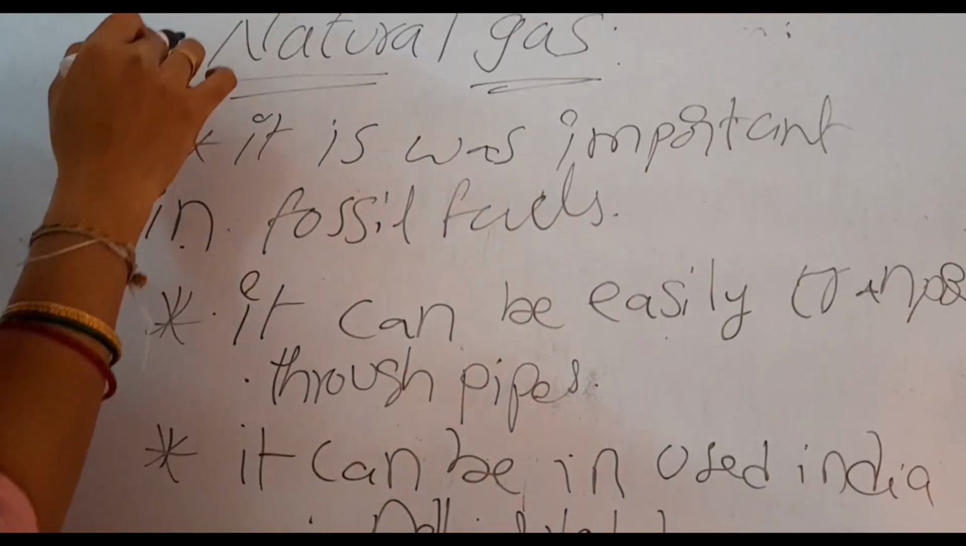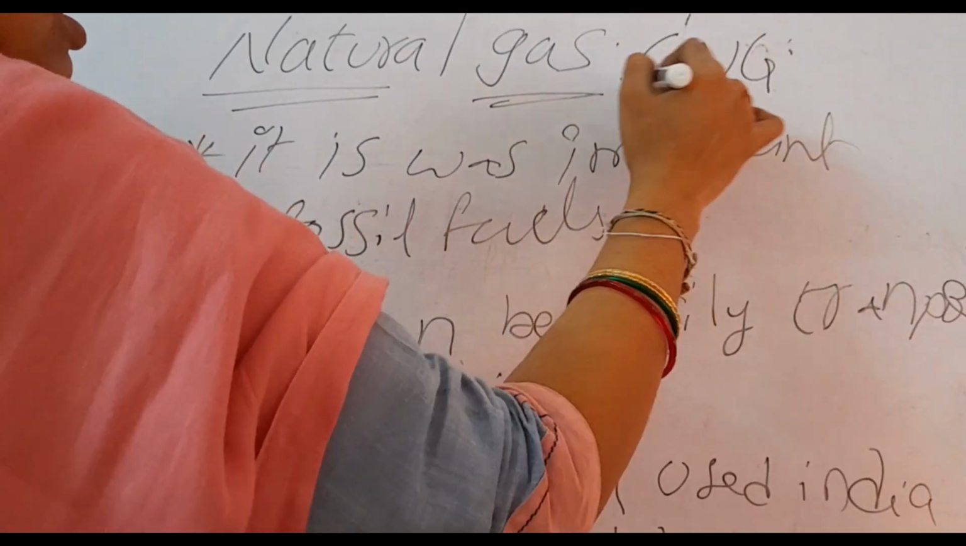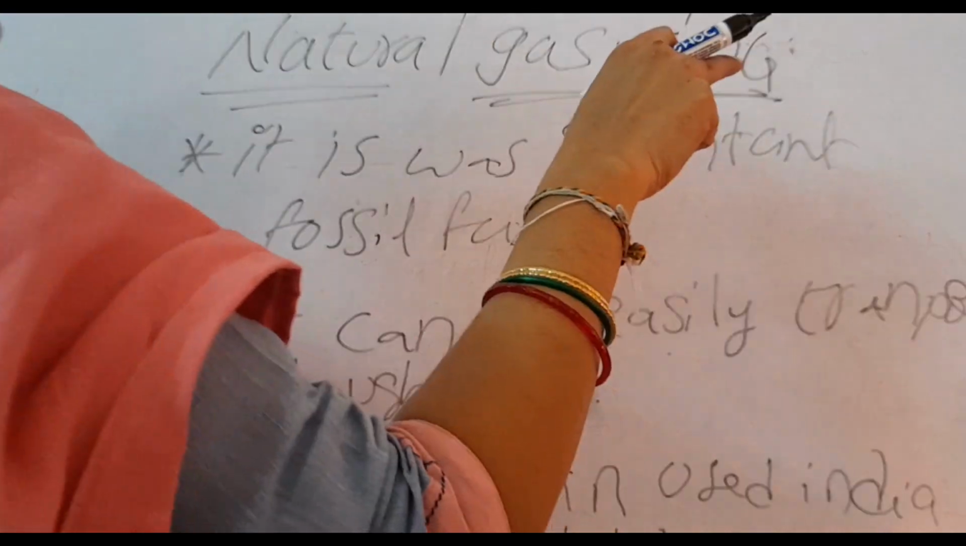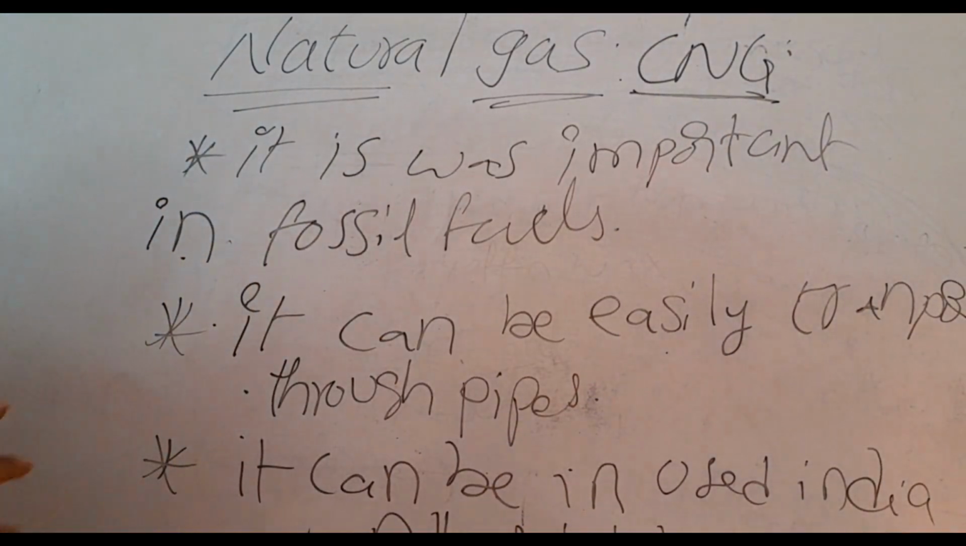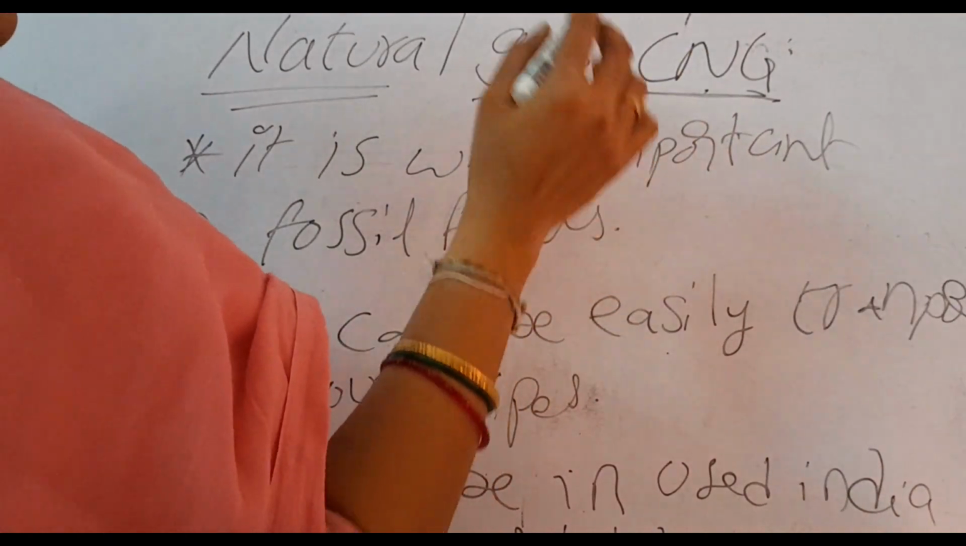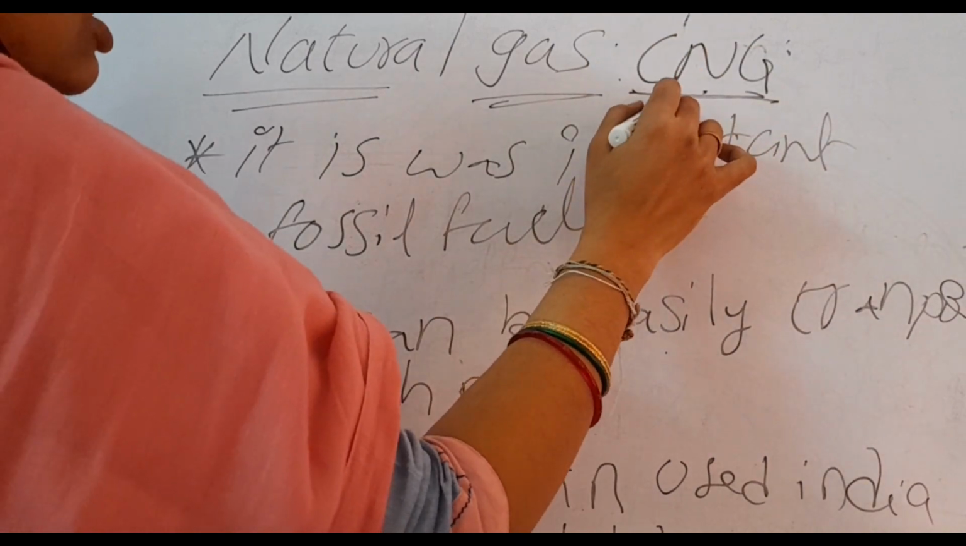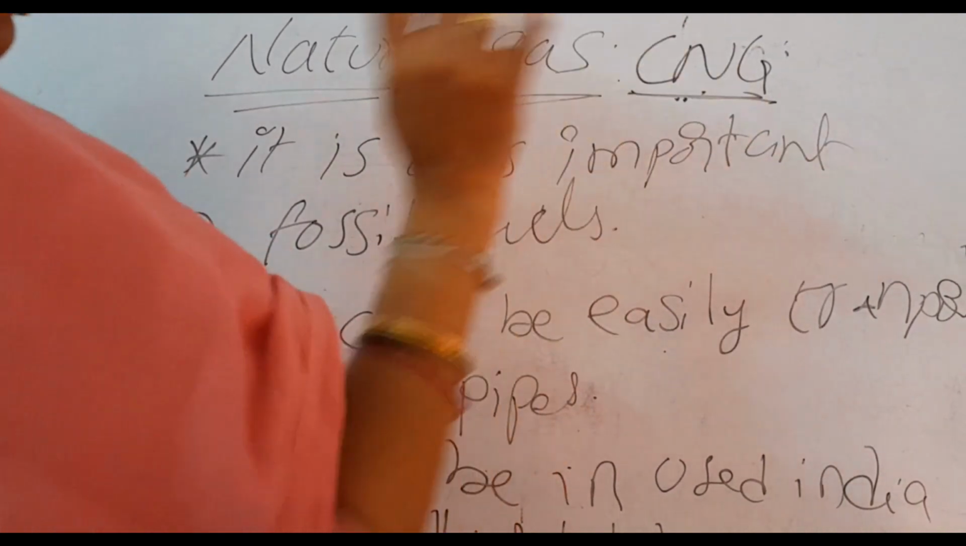Next, CNG, compressed natural gas. It is very light and causes less pollution. It can also be used for power generation.